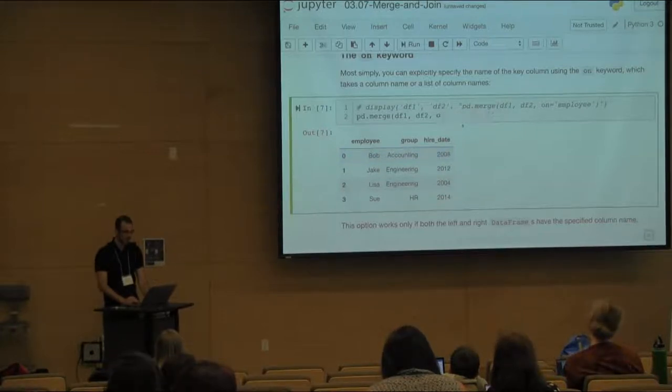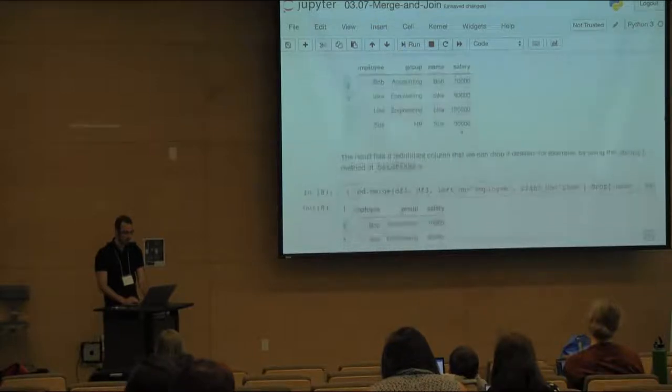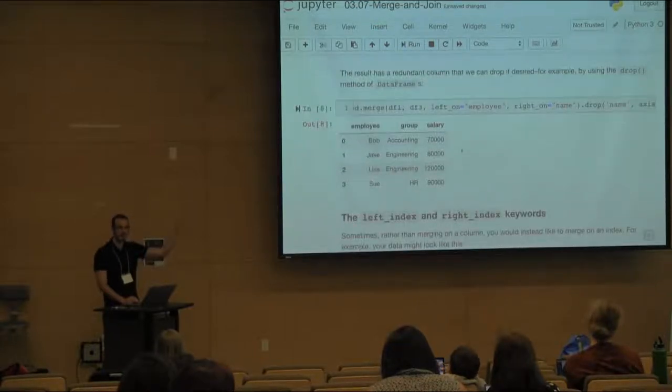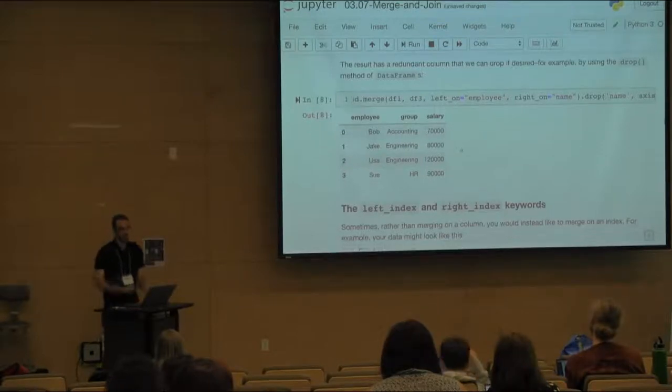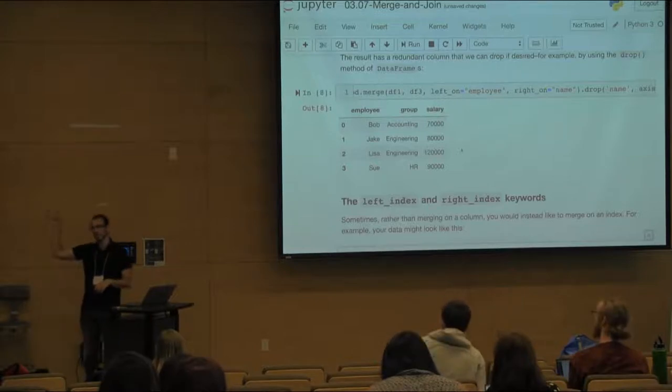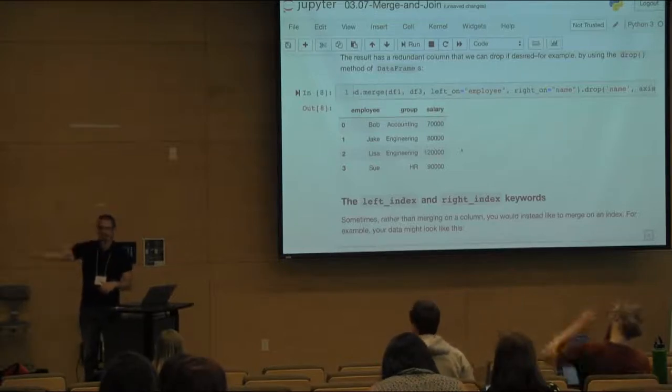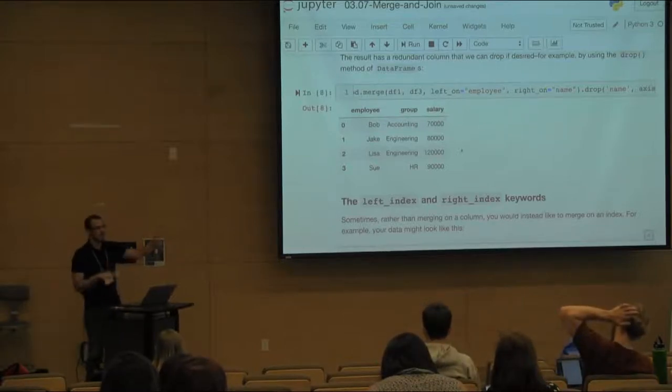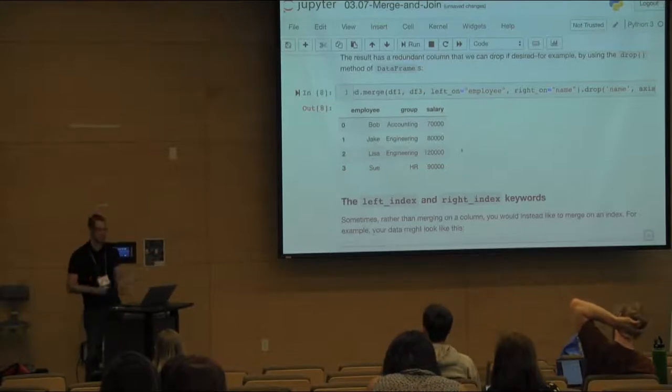But if you want to merge on the index, then you can say left index equals true, which says, hey, for the left data frame, I want to use the index, not a particular column, and the same thing for the right. So this is very flexible because you can do things like use the index of the left data frame and a column named employee for the right. And you have that flexibility.